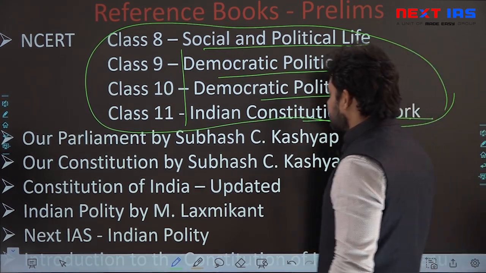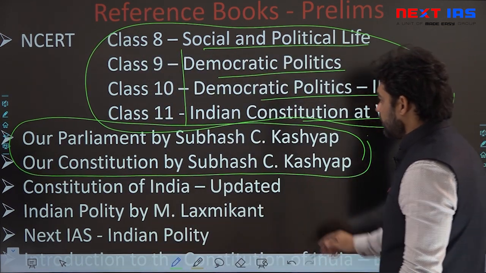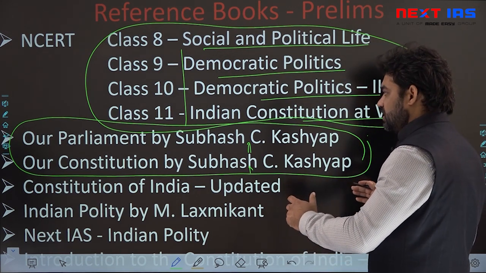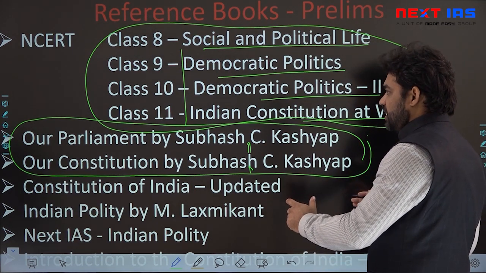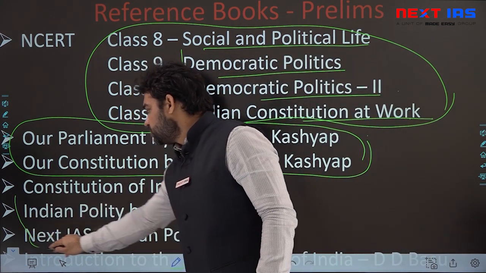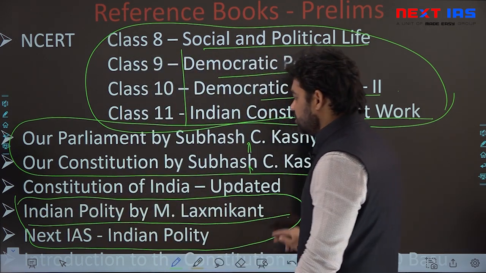After that you can go to Our Parliament and Our Constitution, 2 important books written by the famous Subhash Kashyap. They are very good books, in easy, lucid language that is easy to understand. And along with this, you have 2 compilations available to you. One is the Next IAS Indian Polity and the other is Indian Polity by M. Laxmikanth. You can have any of those 2 compilations.